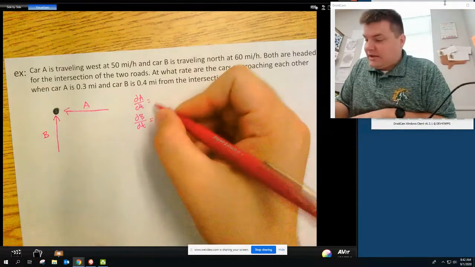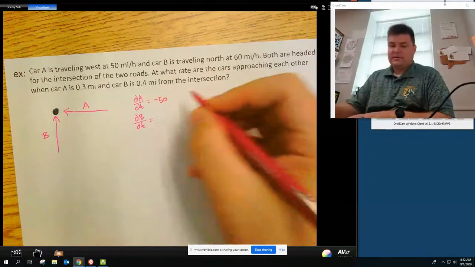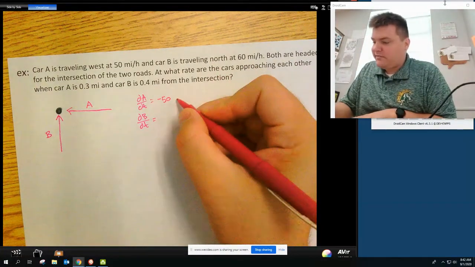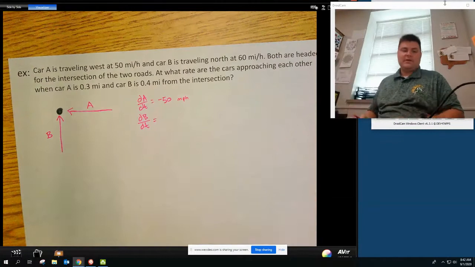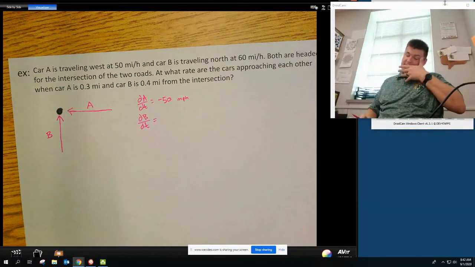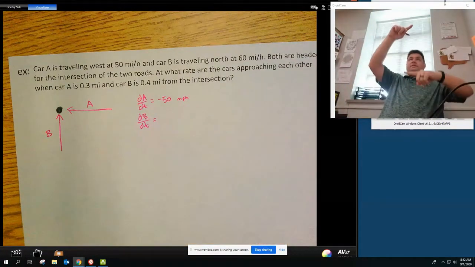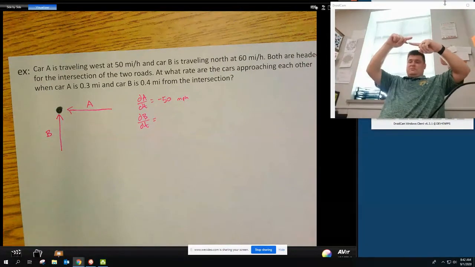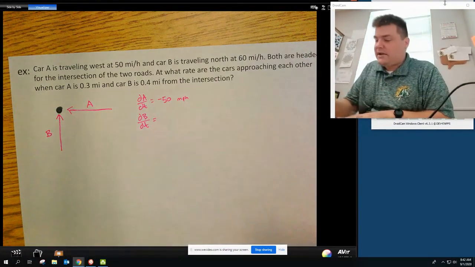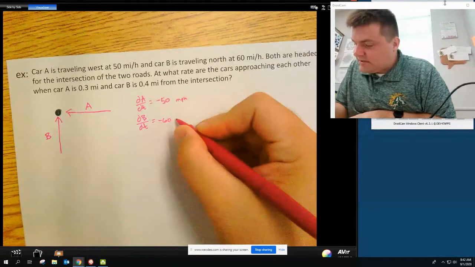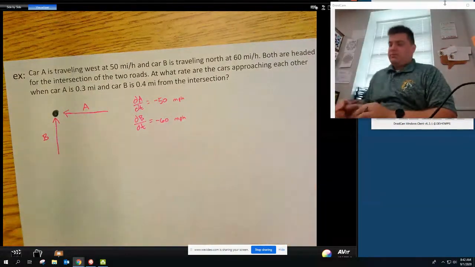This is going to be negative 50, and then this is going to be miles per hour. If you don't mind, I'll just write mph. Okay. So for B, same thing, going north, the distance is getting smaller. It's going to be a negative rate. So this is going to be negative 60 miles per hour.